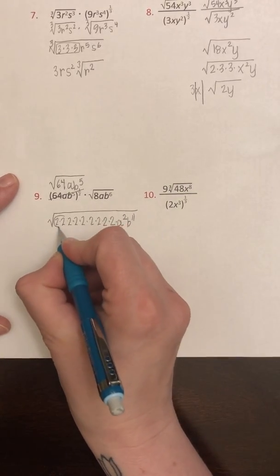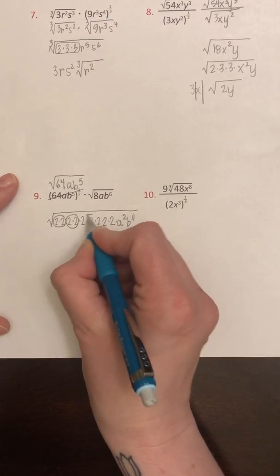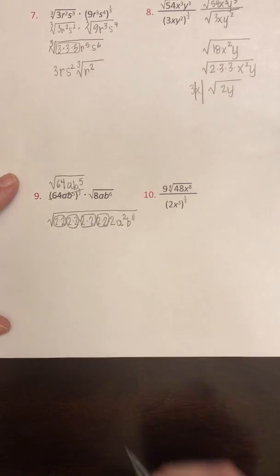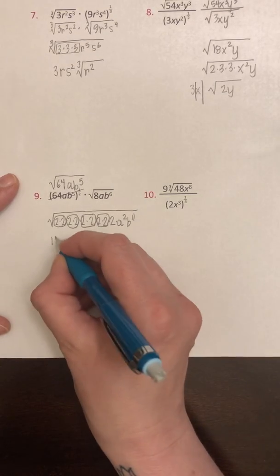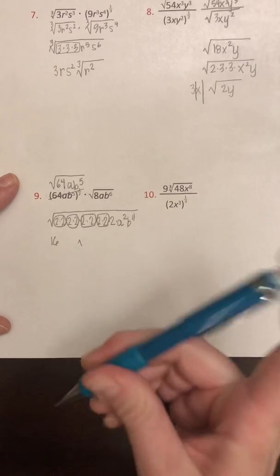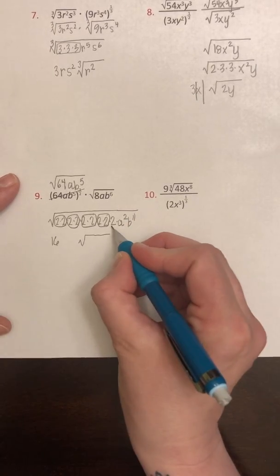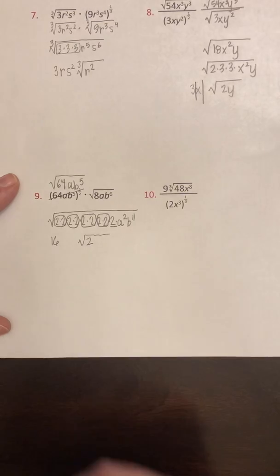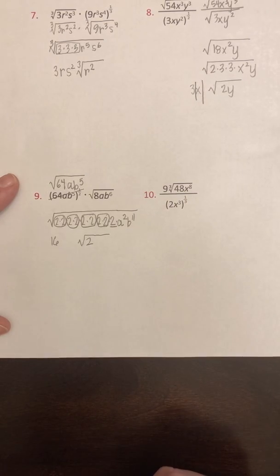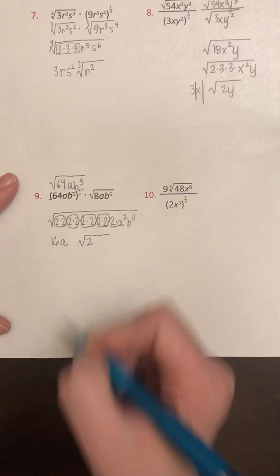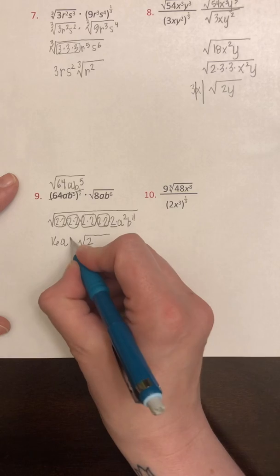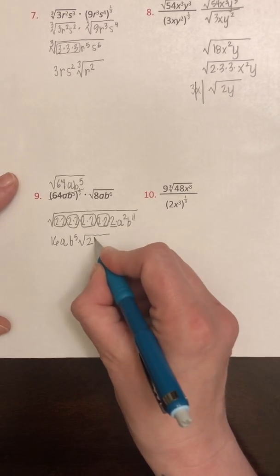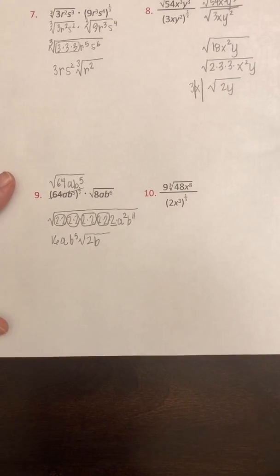So let's see what we've got. Our index is 2, so we want groups of 2. So right here I have 4 groups of 2. So I'm going to take out 2, 2, 2, and 2, multiply those together. That gives me a 16. That's going to leave me with this 2 left over underneath the radical. Then I have a pair of A's, so I get to take 1 out. None are left underneath the radical. Then I have 11 B's. That means I get to take 5 of them out, but 1 of them is left underneath the radical.